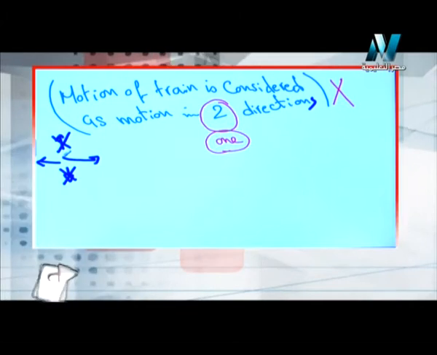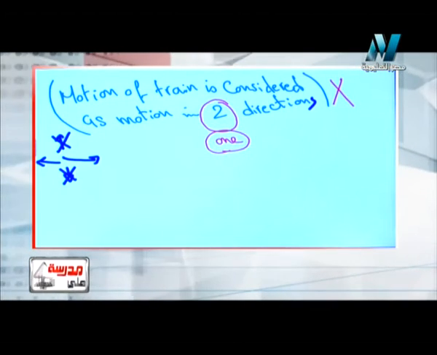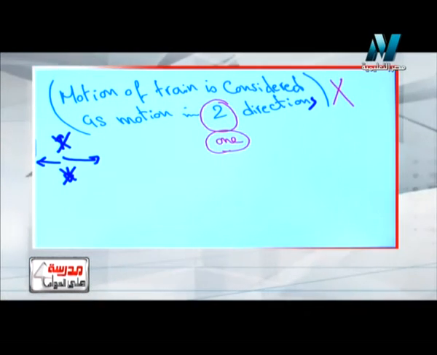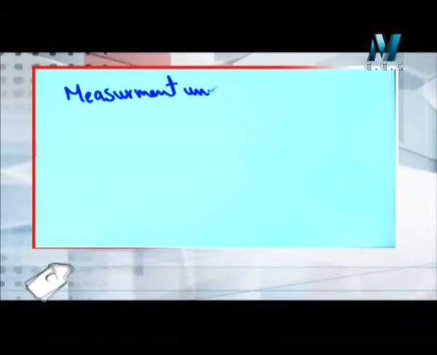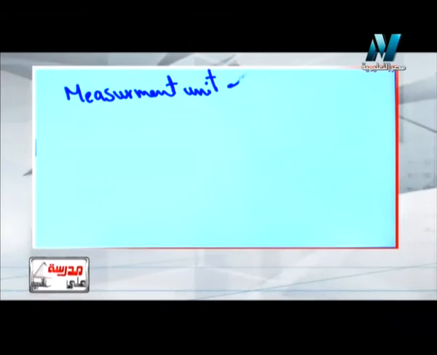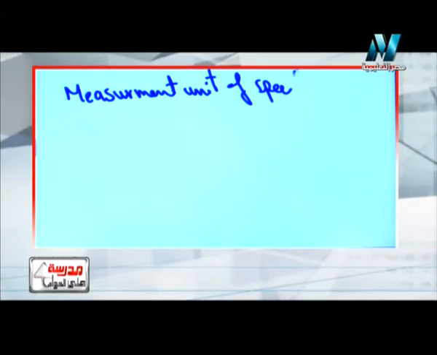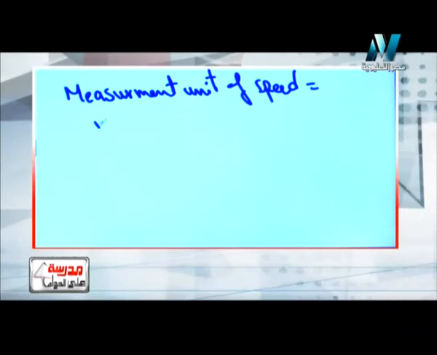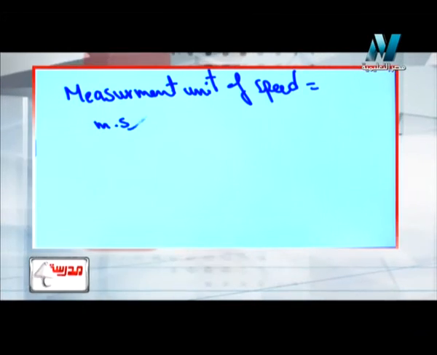You have another one? Yes. The measurement unit of speed is meter dot second. Excellent. The measurement unit of speed equals meter dot second. Here we have meter dot second.